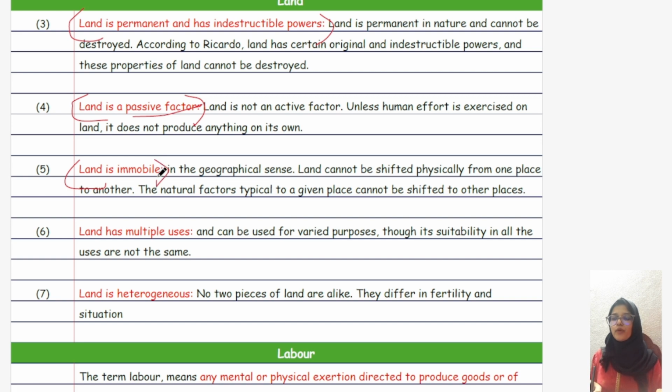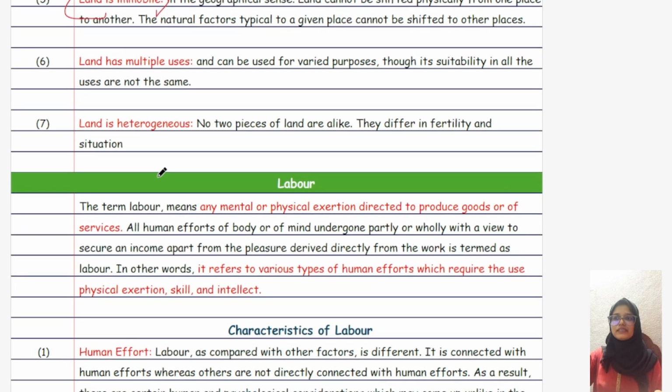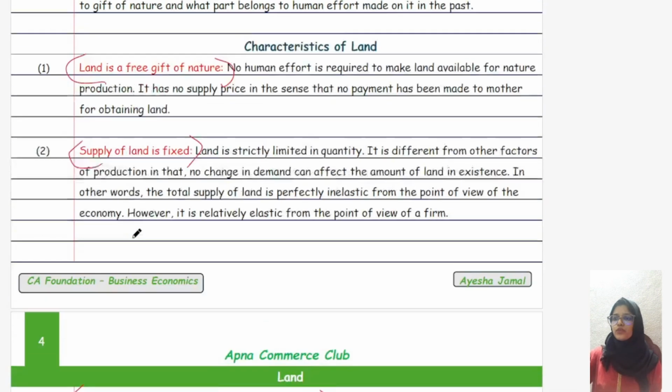Land is immobile. What does that mean? That means land is not movable. Land has multiple uses, obviously. On a land, you can build hospitals, schools, anything, whatever you want. And land is heterogeneous. What does that mean, heterogeneous? Different in nature. See, no two lands are the same in nature. You take the land in Hyderabad and compare that with land in the Sahara Desert. Are they both the same? No, they are not the same. The fertility of the soil, the sand is very different.